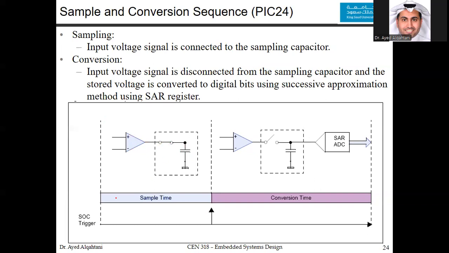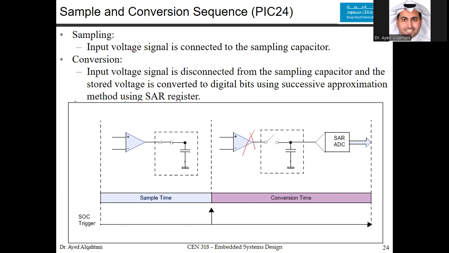This switch is connected at the sampling time. Now, in the conversion time, this switch will be open. So now we don't have this anymore. And then it's fed to the successive approximation analog to digital converter for calculation. This is what we mean by sampling and conversion.